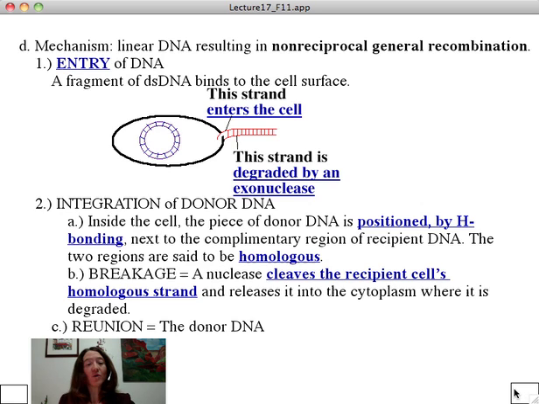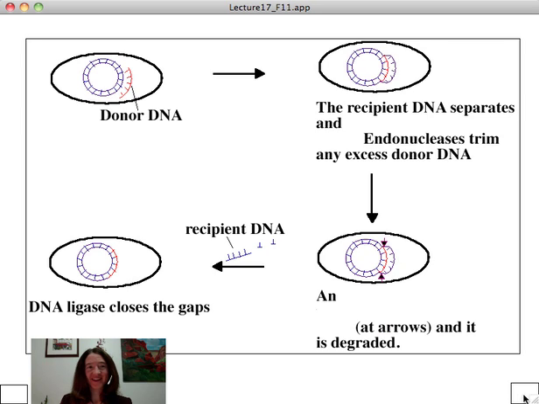And then the donor DNA replaces a region of that recipient chromosome. So we get breakage and reunion. But perhaps you're still thinking this is a little unclear. Can't we have a picture? So let's take a minute to look at a simplified, cartoon view of how breakage and reunion do occur. A picture always says 1,000 words.